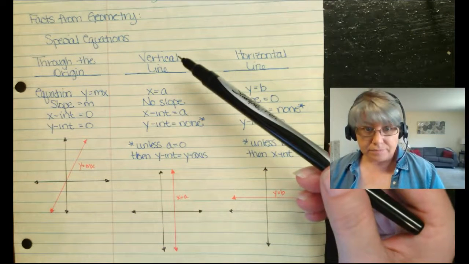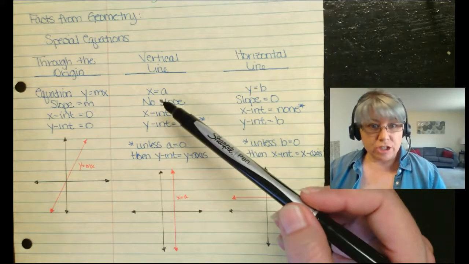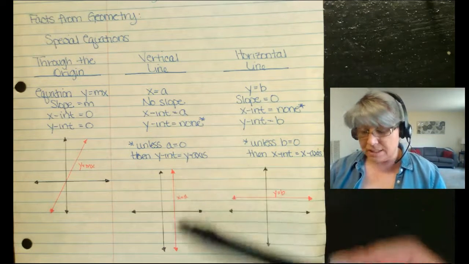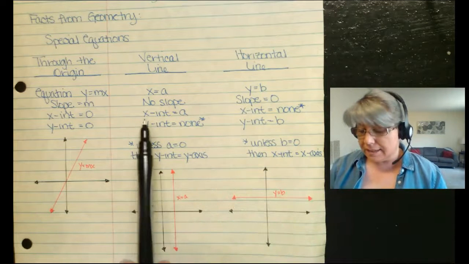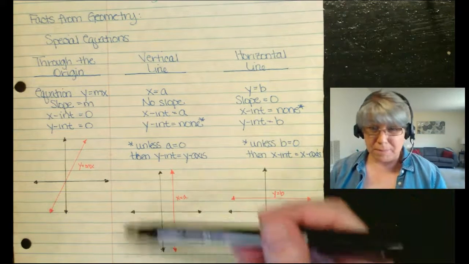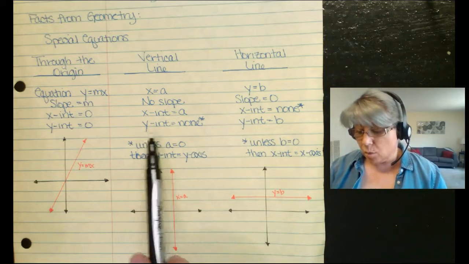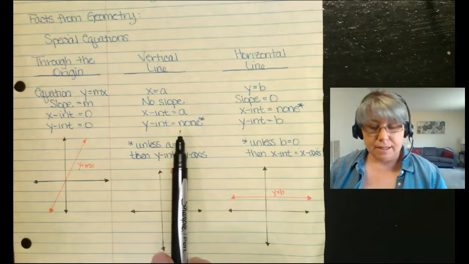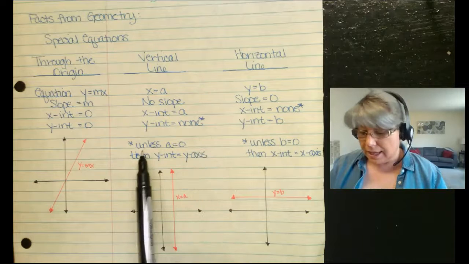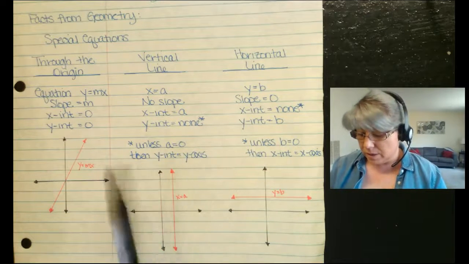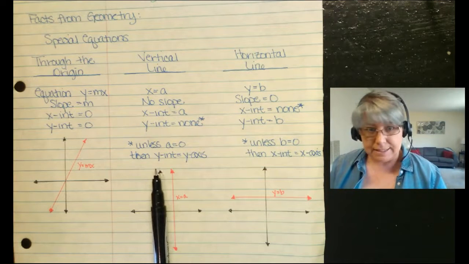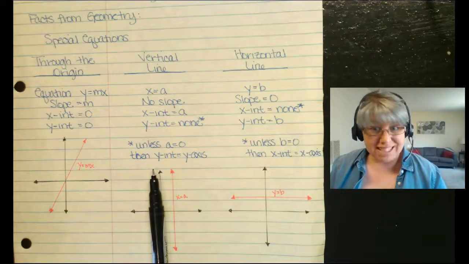A vertical line is an equation that is x equals a, with a being some number. There is no slope because it is a wall. Our x-intercept is a because it crosses at a. Might be over on the right, might be on the left, but it's just at a. And our y-intercept is none. But, okay, I have a little asterisk here. Unless a equals 0. If a equals 0, then our vertical line is sitting on top of the y-axis. And if that's the case, then the y-intercept is the y-axis.